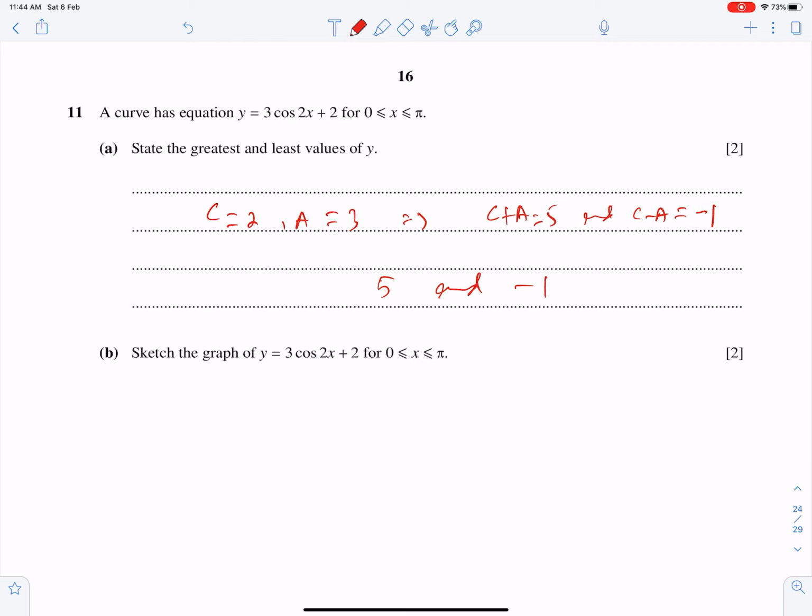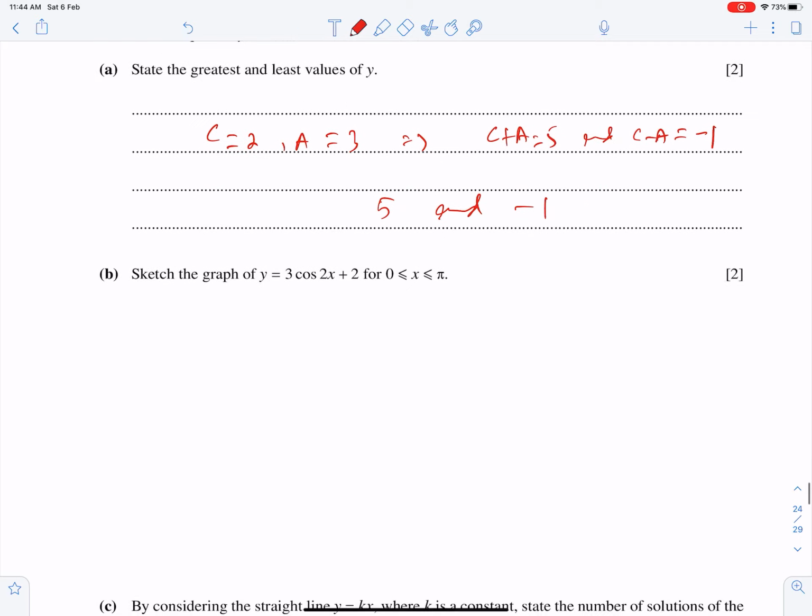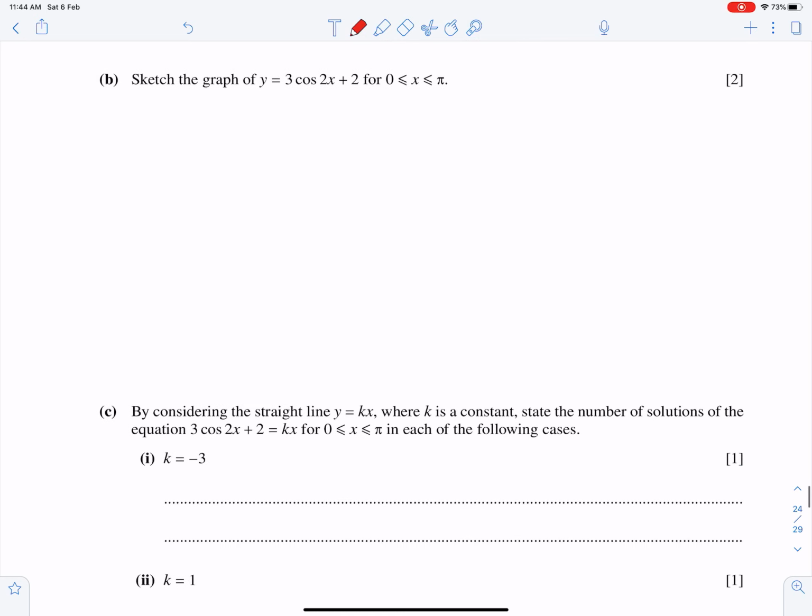Now the next part is sketch the graph. You know how to sketch 3 cos 2x plus 2. You can easily sketch this. You have done this in trigonometry.